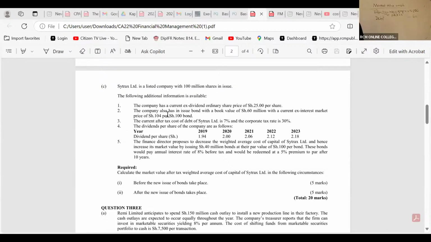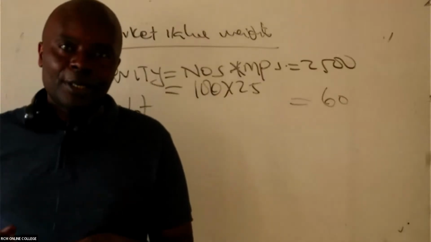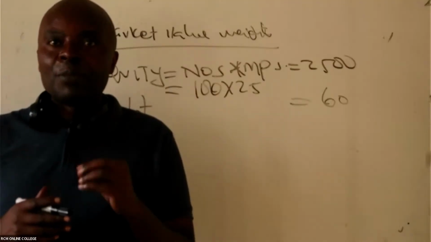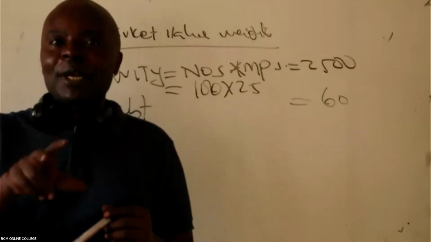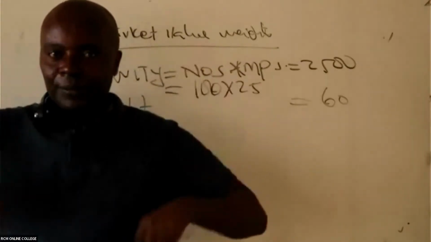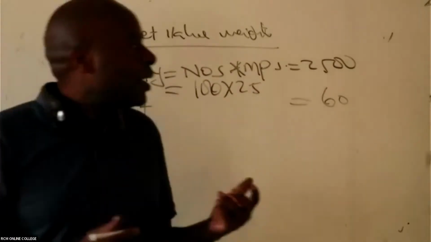They have told us that the company also has issued a bond with a book value of 60, with a current ex-interest market price of 104 per shillings 100 bond. Remember, at times the examiner will not mention the per shillings 100. They will tell you the market price of the bond is 104. If the market price is 104, then automatically the par value will be 100.